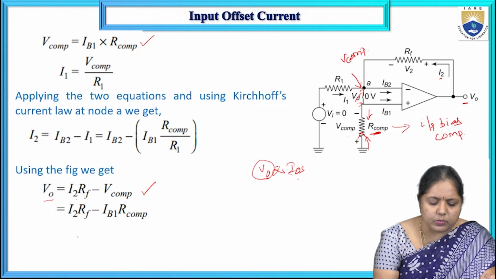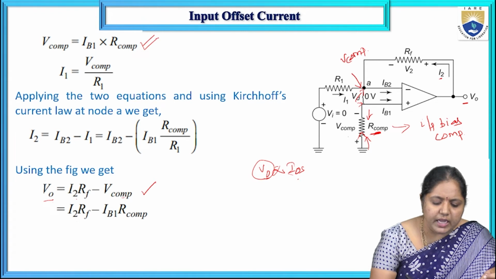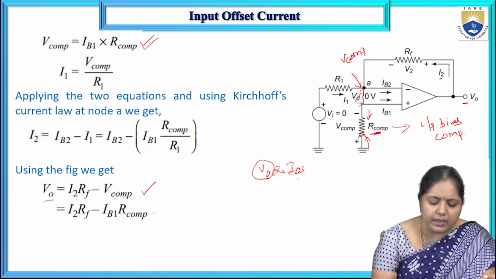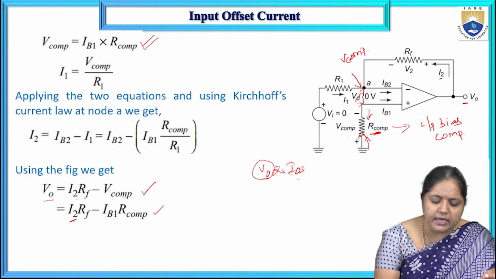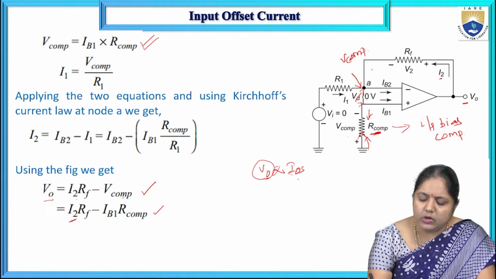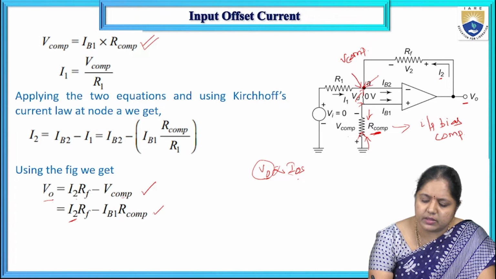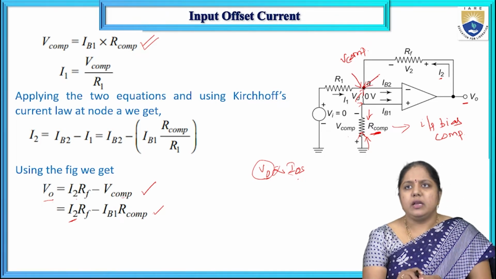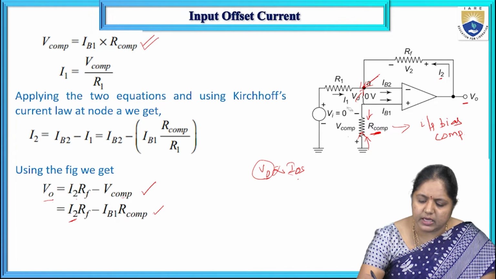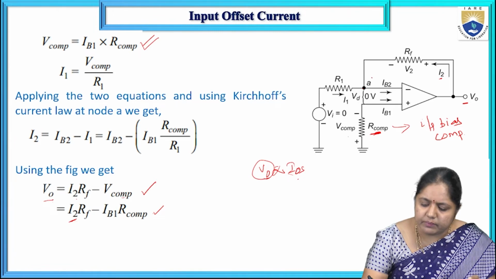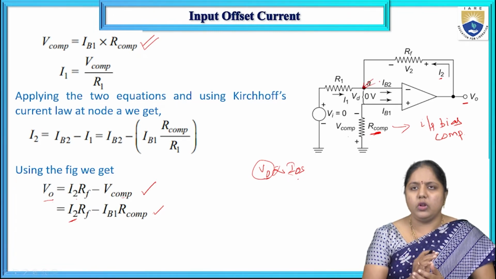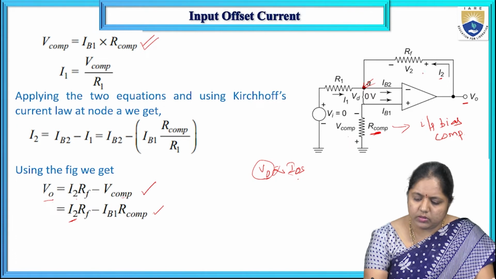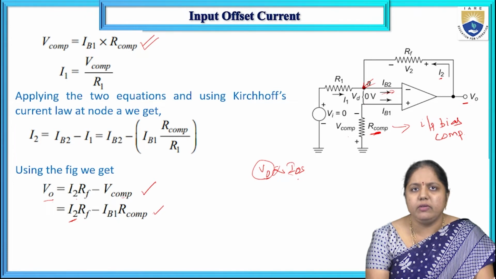From this expression, the V comp has been replaced by the above expression. Now, what is the current I2? According to KCL, the sum of the currents coming towards a node equals the sum of the currents leaving that node. Just apply KCL to node A. The current coming towards this node is I2 and I1, and the current leaving this node is IB2.